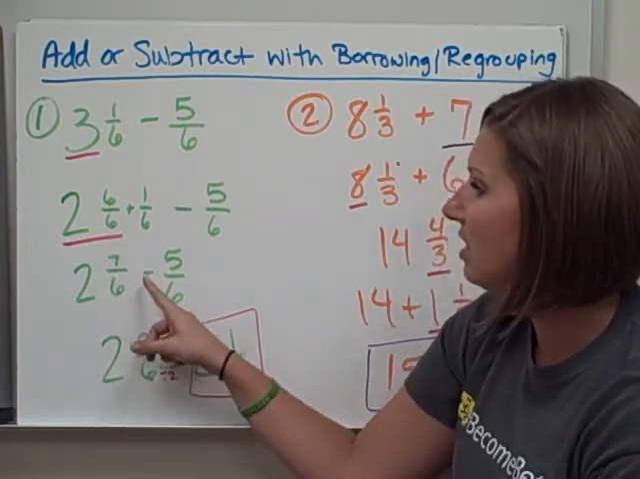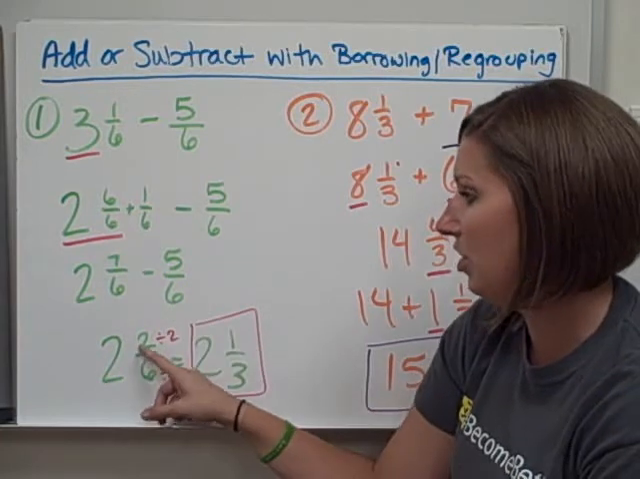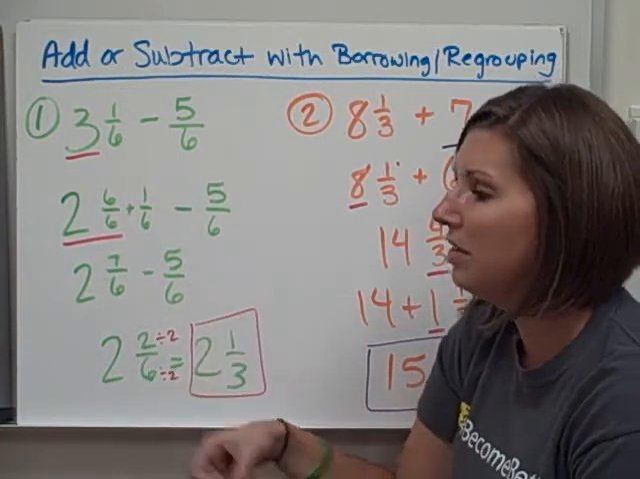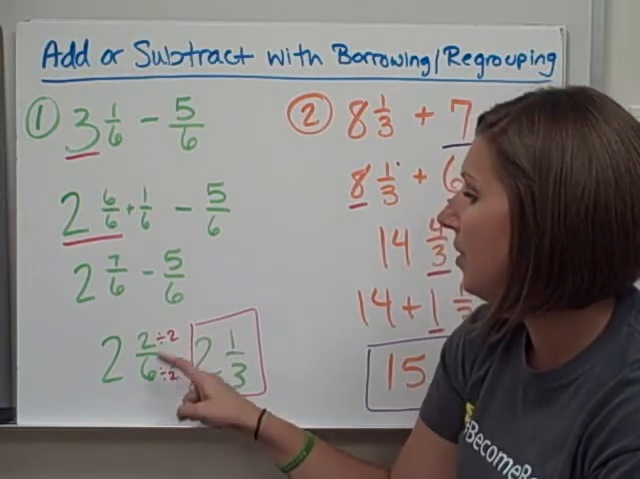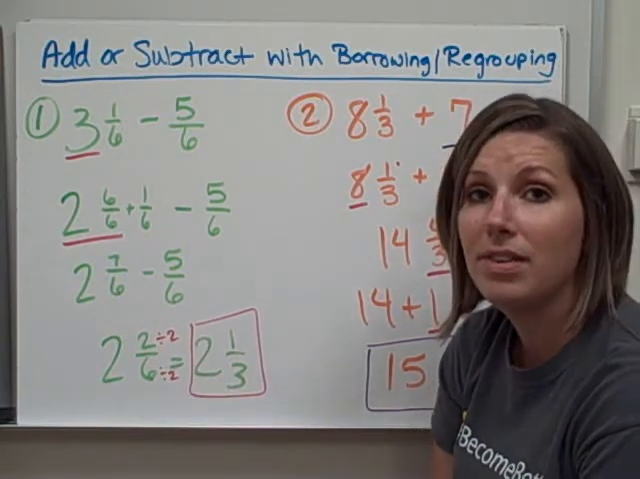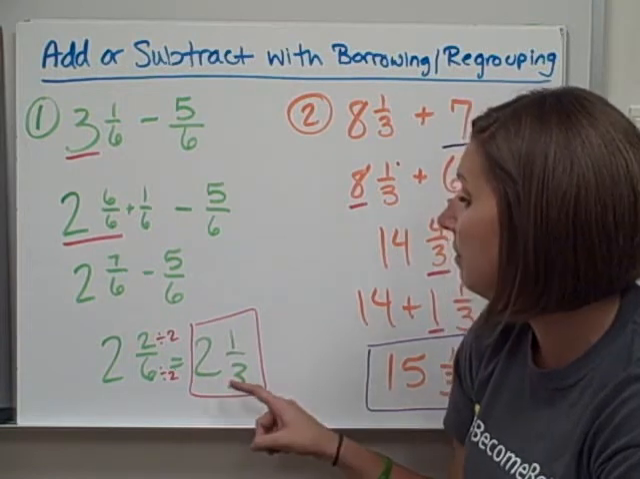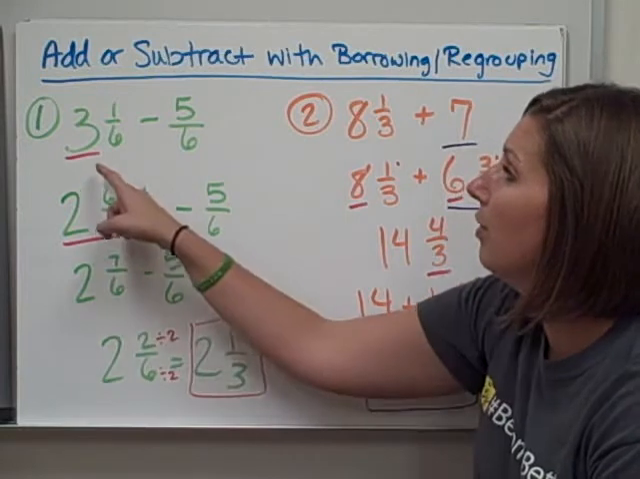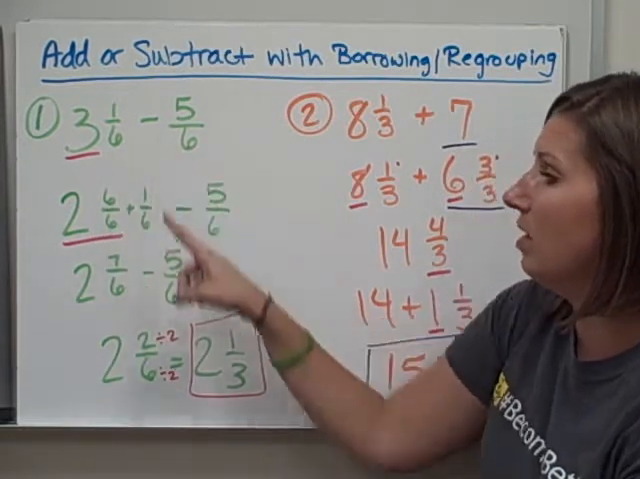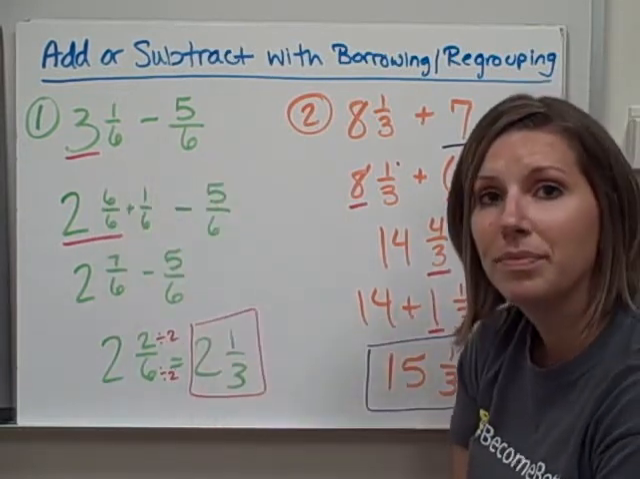But 7 take away 5 is 2, and we keep the denominator the same. I need to reduce my fraction. So I notice that 2 and 6 can be divided by 2. So I do that, and I'm left with 2 1/3 as my answer. So 3 1/6, take away 5/6 is 2 1/3.